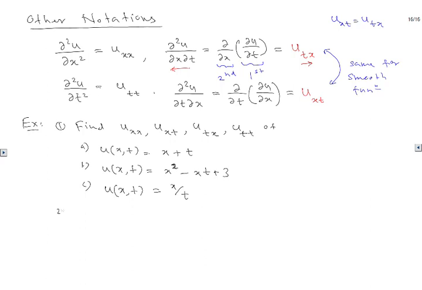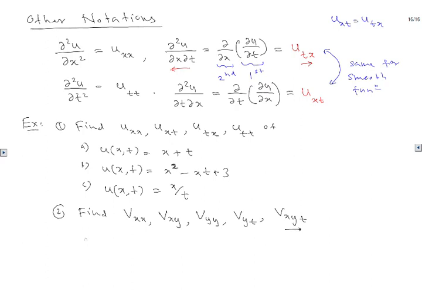And number 2, find v_xx, v_xy, and then v_yy, and then v_yt, and v_xyt. Oh, we have 3 now. So it's the same thing, you just have one more variable. Start with x, y, and then t. Okay, so in that order.